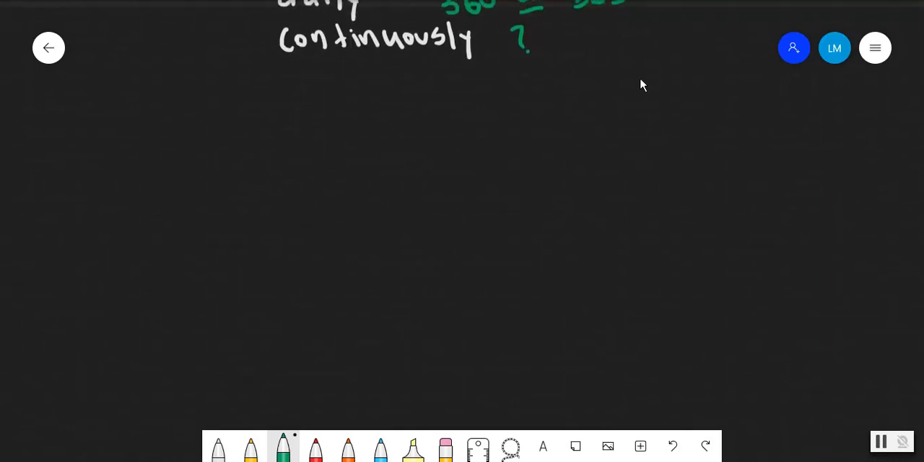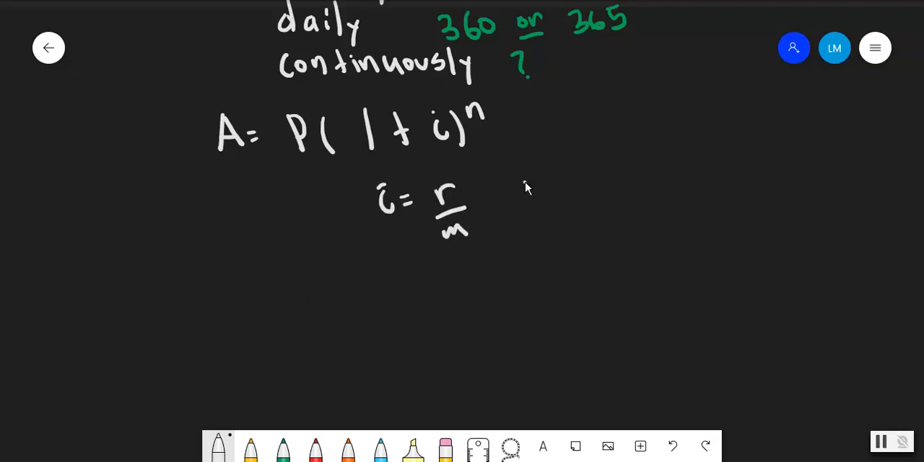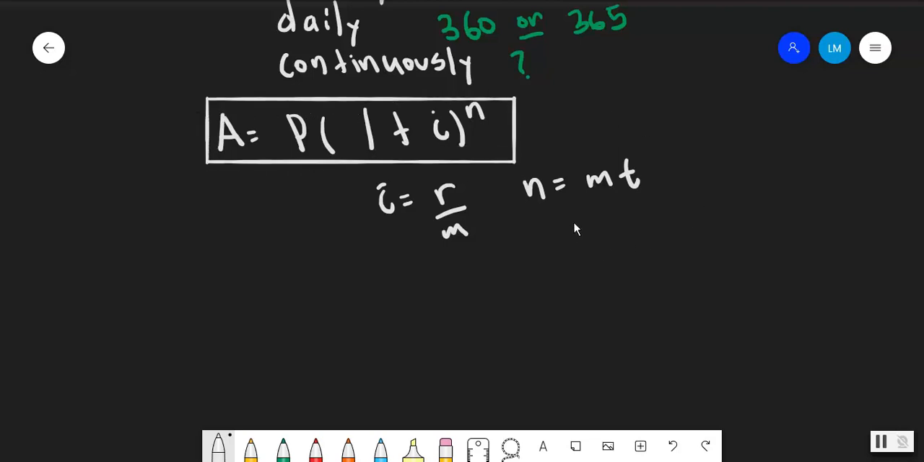So, what ends up happening with our equation is that the interest is compounded multiple times per year. So that's going to be P times 1 plus i raised to the n. Here, i is equal to r over m, and n is equal to m times t. This right here is what we call the future value with compound interest.